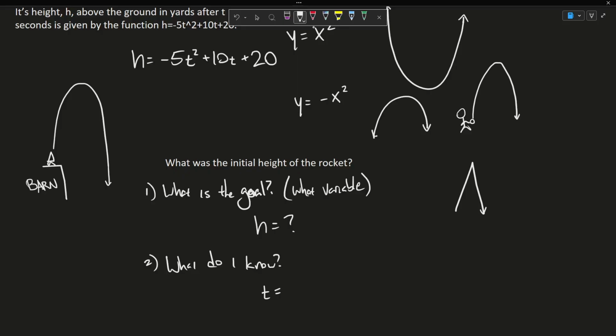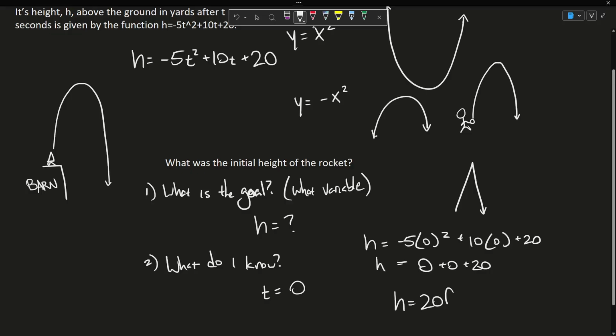Here, what do I know? I know that it's initial. It's at the start. What's my starting point, my starting height of the rocket? And my time at the start must be 0. If I'm at the start, my time is 0. So I need to find h. I know t. So I'm going to rewrite my equation with what I know. h equals negative 5 times 0 squared plus 10 times 0 plus 20. 0 plus 0 plus 20 equals h. So h equals 20 feet.